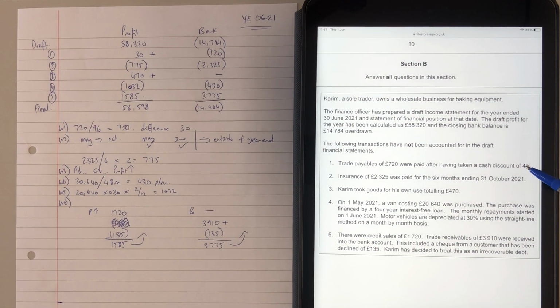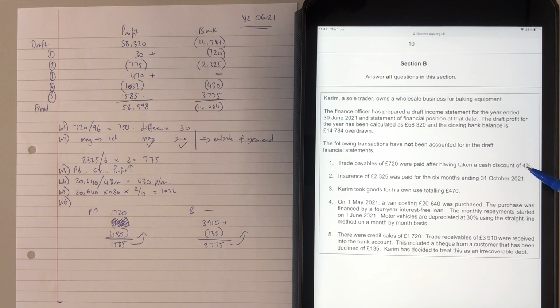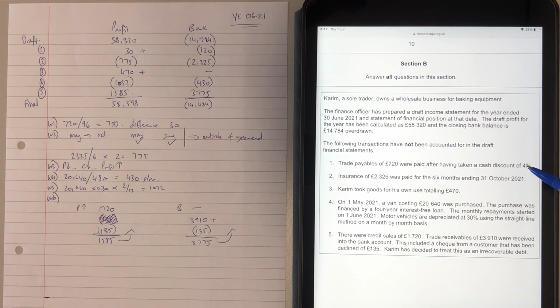Challenge number 1 is the 4%. Students may not know what to do with this. You have to remember that the 4% is part of profit. It is part of discounts received, which increases profit. That's where the challenge is there.